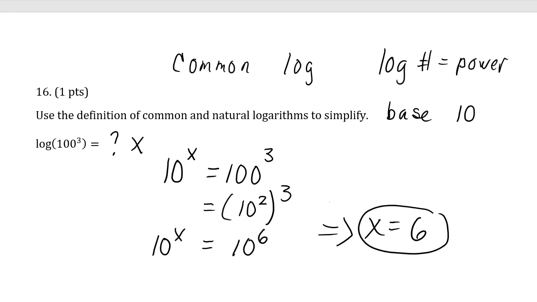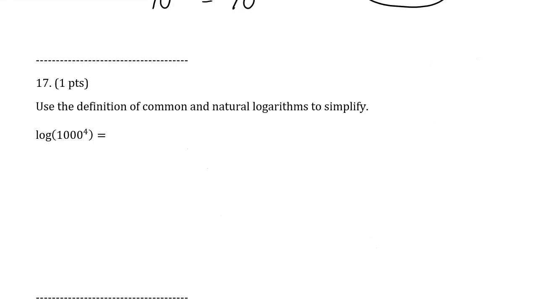Let's take a look at the next problem. In this problem, it says use the definition of common and natural logarithms to simplify. Log, no base written, 1,000 to the fourth equals some unknown. We'll give ourselves a variable to go for. Now what I need to figure out is, what's the base? It's log with no base written, so the base is 10. Converting into exponential form, I have 10 to the x is equal to 1,000 to the fourth power.